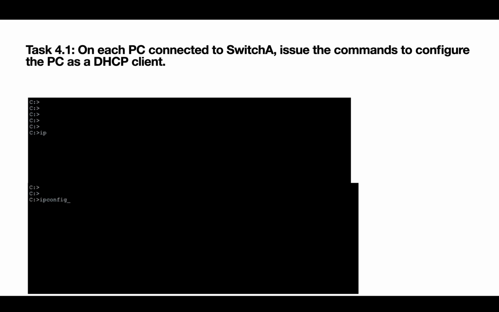So on this PC, we go to IP, we do ipconfig /DHCP. Okay. Now you've got to remember these PCs in this Boson NetSim software have their own command line software, which takes from Windows CMD, Mac terminal, and Linux.